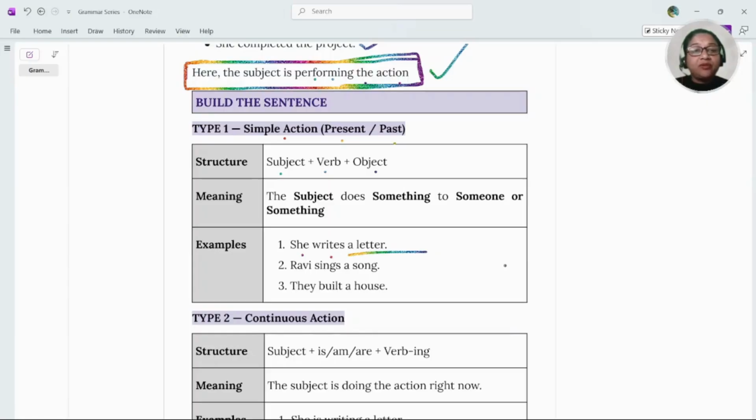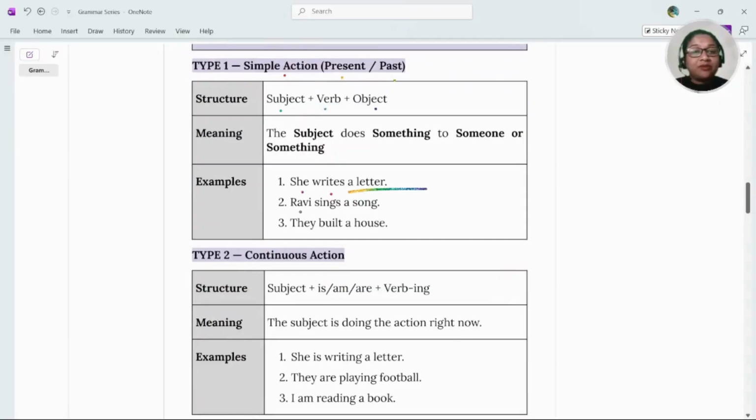Again, wherever you see examples, pause the video and read it out aloud, because it helps you, guys. It will enhance your fluency at the end of the session. All right, so the second example is Ravi sings a song. Again, we are almost relating to the structure directly, right? Subject is Ravi, sings is verb, a song is your object. It's a simple action. However, we are talking about the present form. They built a house. Again, subject, verb plus object. So this is your type 1, guys.